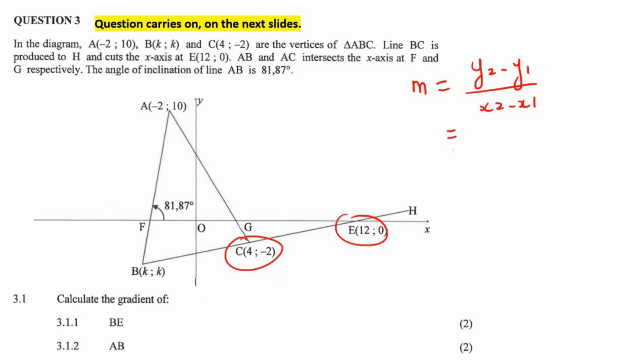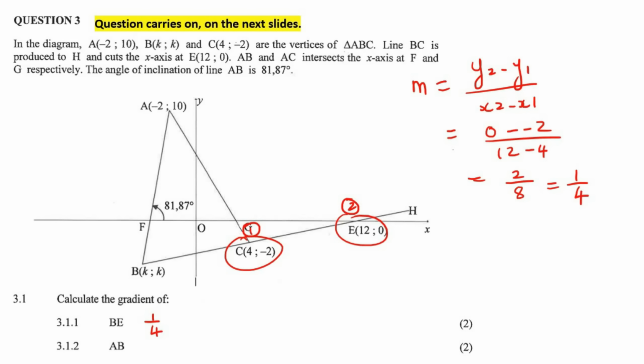And so I'm going to use this as my point number 2, and this is my point number 1. So that'll become 0 minus 2 over 12 minus 4. And that's going to give us 2 over 8, which is a quarter. Okay, so that's easy, a quarter. Now they want the gradient of AB.